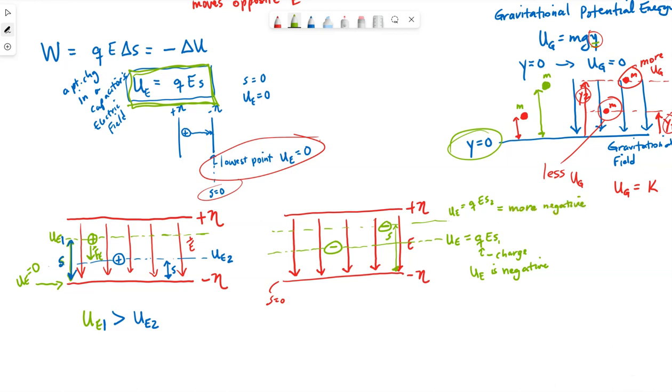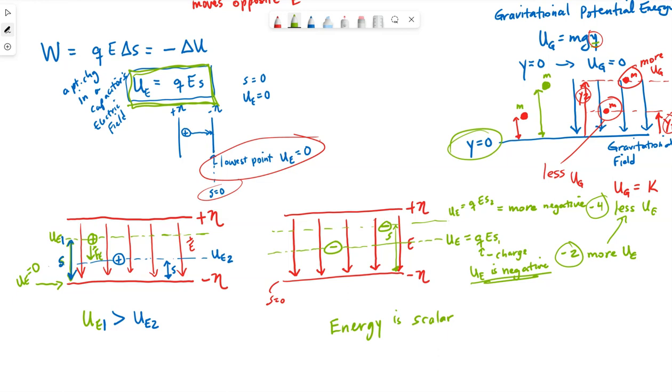Now, since energy is a scalar and not a vector, energy is a scalar. If I'm comparing just two numbers, say -2 to -4, -4 is a smaller number than -2. So that means this is less potential energy than this one. This has more potential energy compared to this second point. So potential energy is negative when we're dealing with negative point charges.